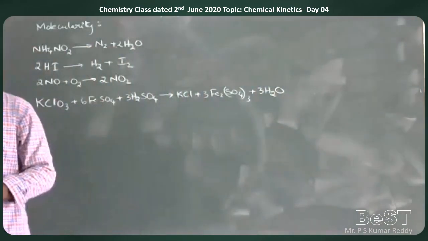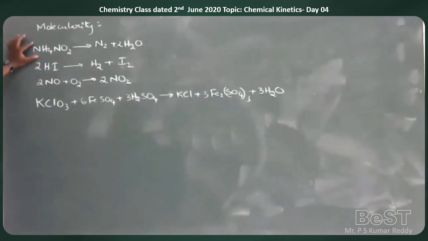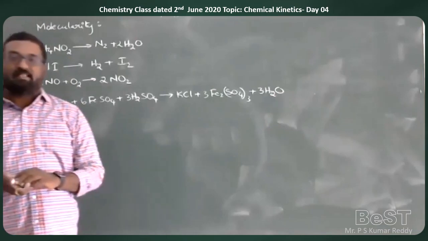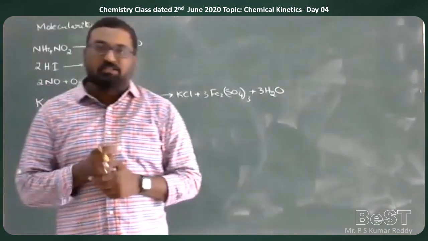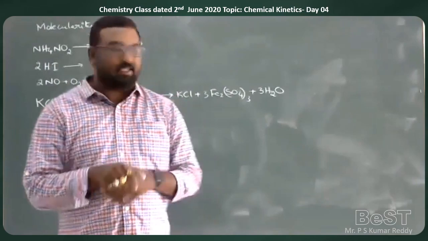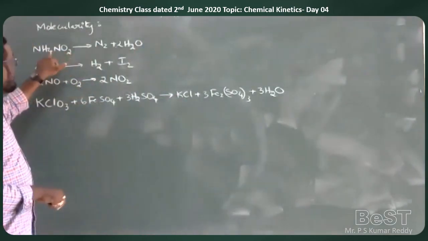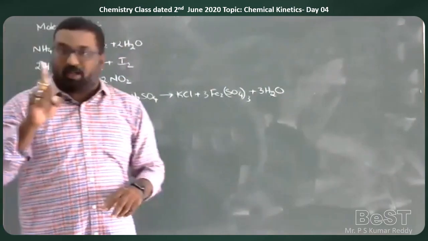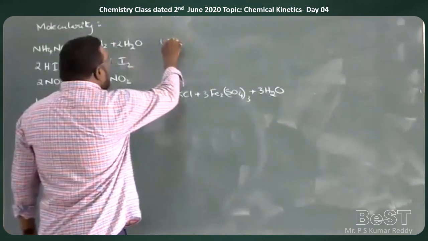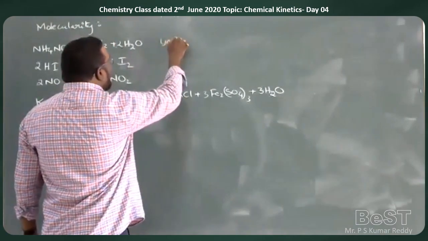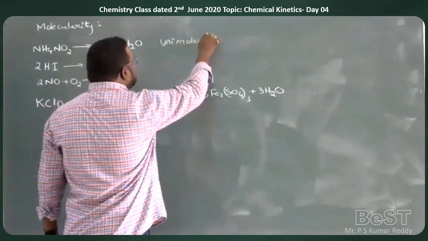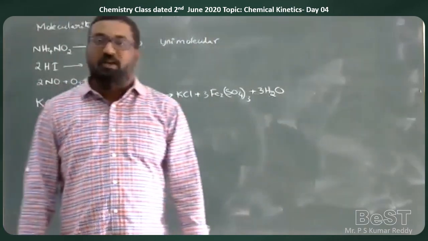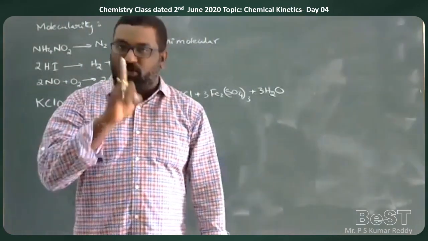If you see these three reactions here, what is the definition of molecularity we are saying? The number of reactant molecules participating in a reaction is called molecularity. In the first equation, NH4NO2 gives rise to N2 plus 2H2O. In this, the reactant molecule is 1. So it is called unimolecular. This reaction is a unimolecular reaction, where molecularity is equal to 1.